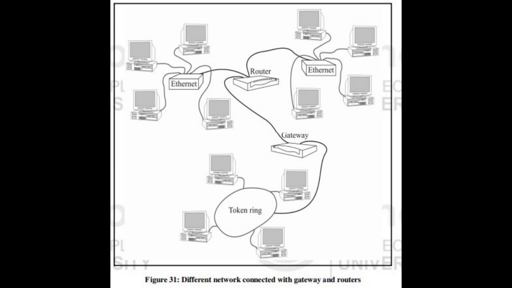Communication in the Internet is made possible by use of routers which forward packets between networks using the same protocol, and gateways connect large, incompatible networks. Figure 31. Different networks connected with gateways and routers. 1.9 Summary. This unit is a complete overview of TCP/IP protocols.